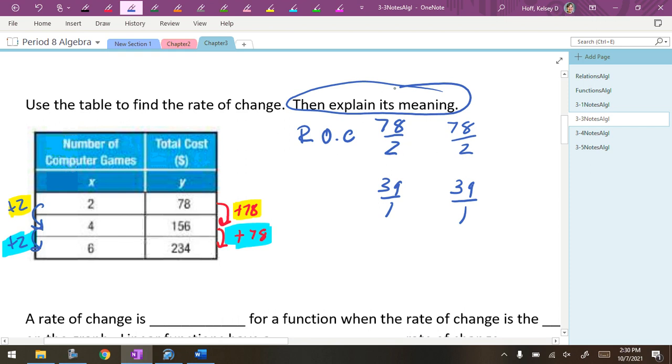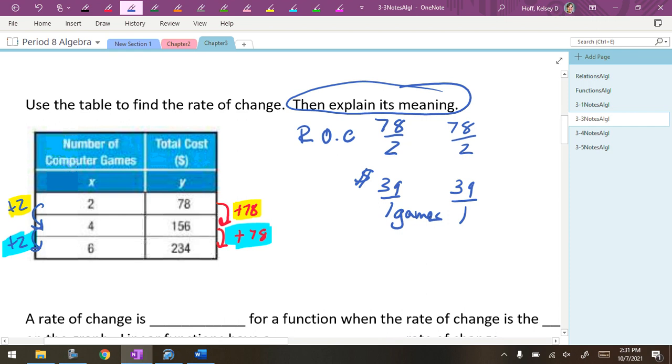Change in y was on the top. What is the label on your y value? Cost. So I'm going to put the dollar sign. Change in x is on the bottom. What's your label on the bottom then? Number of games, or in other words, games. So what is the explaining of a rate of change of 39 over 1?